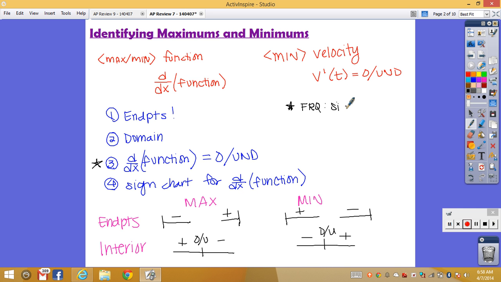Another thing to remember for a free response question, sign charts are not accepted as reasoning. So what that means is you will make a sign chart for yourself so that you understand if you have maximums or minimums, but then you'll have to restate it in words or as a sentence.